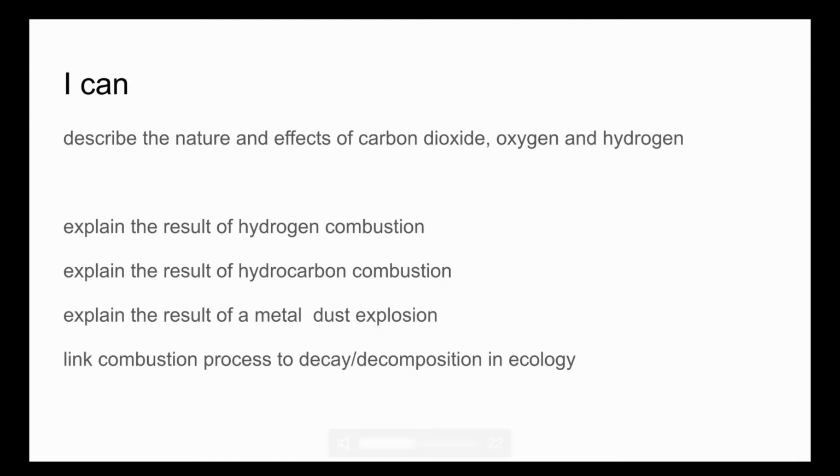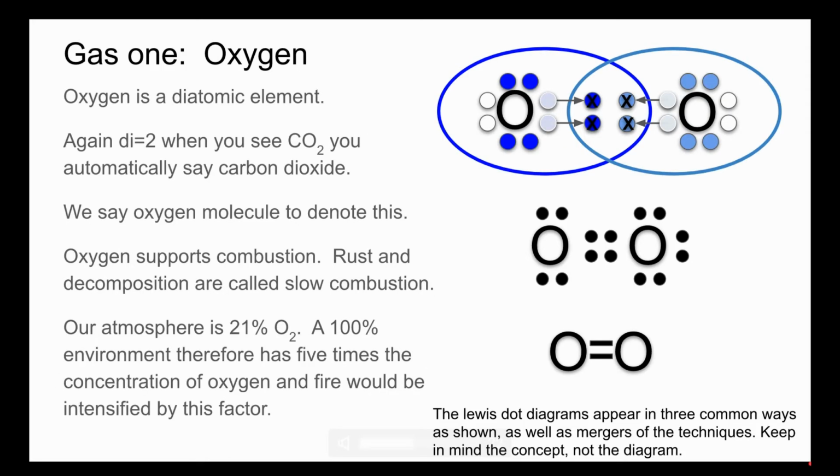You need to describe the nature and effects of carbon dioxide, oxygen, and hydrogen. Explain the results of hydrogen combustion. Explain the results of hydrocarbon combustion, not mandatory. Explain the result of a metal dust explosion, and link combustion processes to decay and decomposition in ecology.